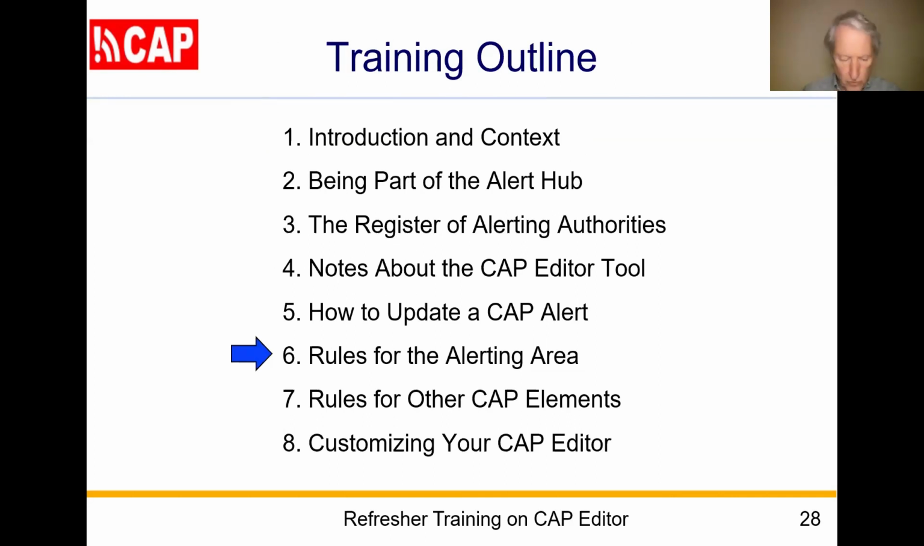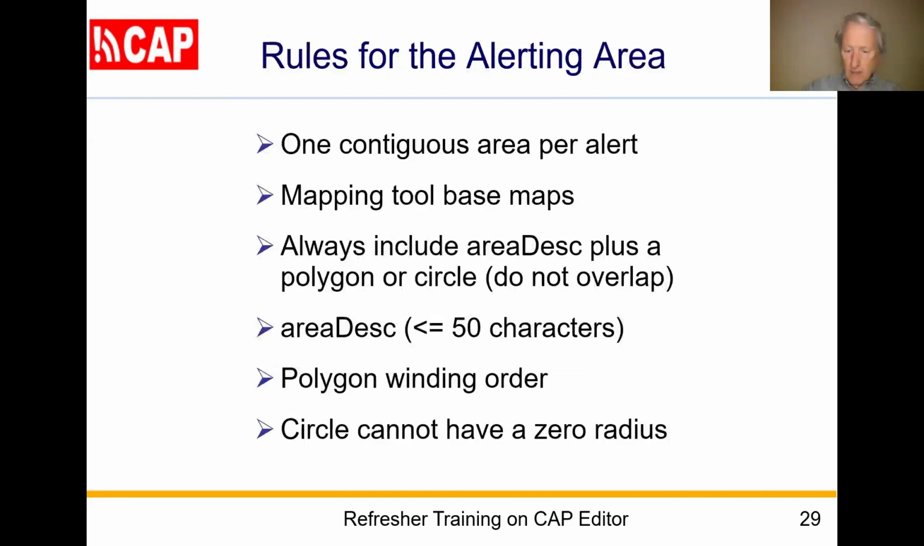I want to highlight a few rules for the CAP alerting area as it's supported in the CAP Editor tool. Whenever you're publishing an alert using CAP Editor, you should always have one contiguous area per CAP alert. The CAP Editor mapping tool provides 3 base map options. One is the Esri, one's Google, which is actually a satellite view, and then we have OpenStreetMap, OSM.